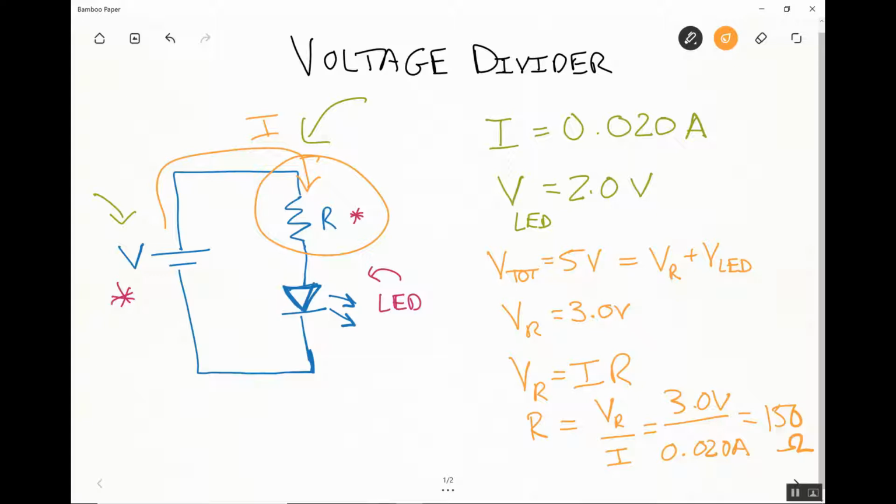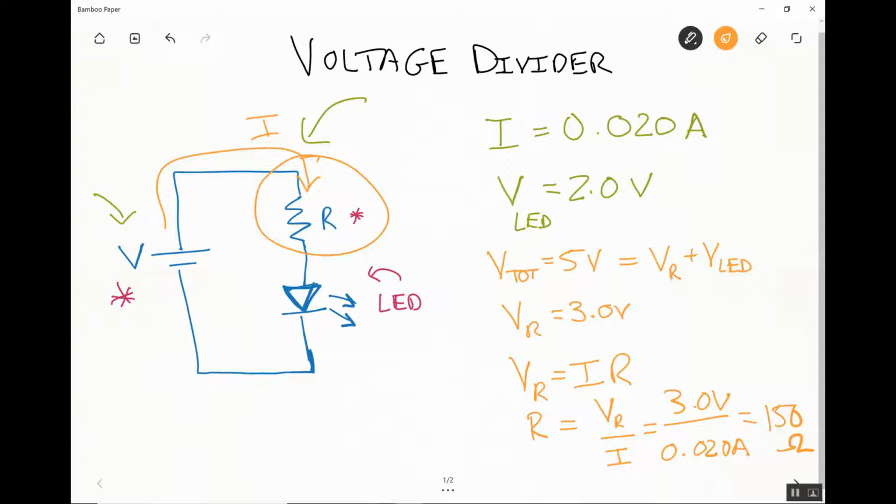So this is a voltage divider circuit. The voltage is divided between 2 components, and we can use Kirchhoff's voltage law, that the sum of the voltage drop across those 2 components equals the total voltage in the loop of that circuit loop. And we use Ohm's law to calculate what that resistance needs to be. And in this case, it's 150 ohms.